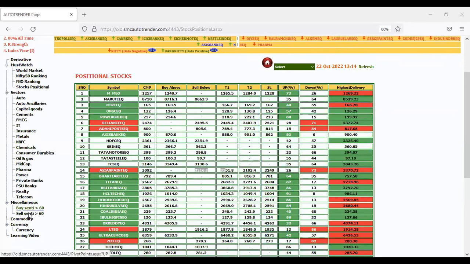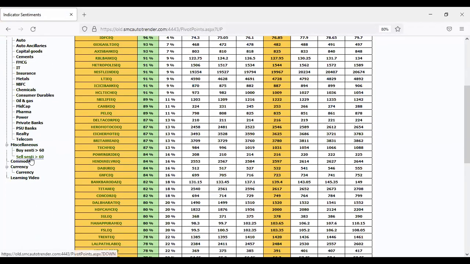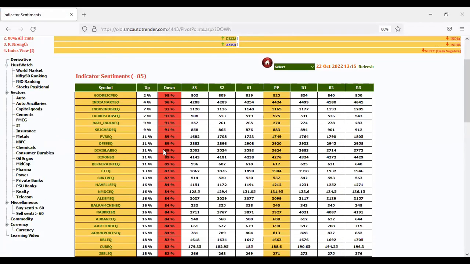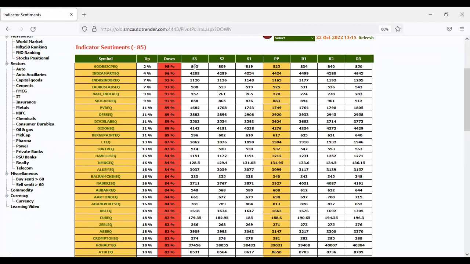Then coming on to the miscellaneous tab, I've already discussed it. With buy sentiment greater than 60, all these stocks will come up like this. With sell sentiment greater than 60, all these stocks will come up like this. And all these stocks have your pivot point theory: S1, S2, S3, PP level, R1, R2, R3. So you can make use of the pivot point theory, and if you don't have enough time to analyze all the things, and you are already interested in either shorting or buying stocks in the market, then you can look at these things.